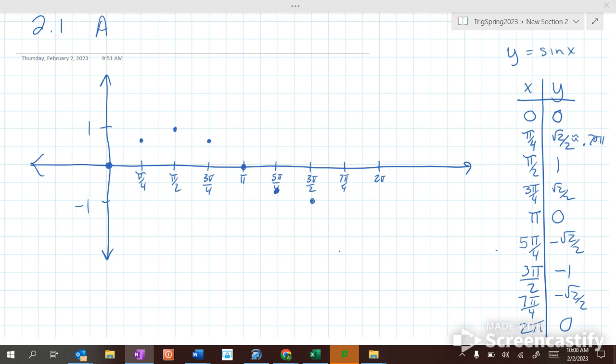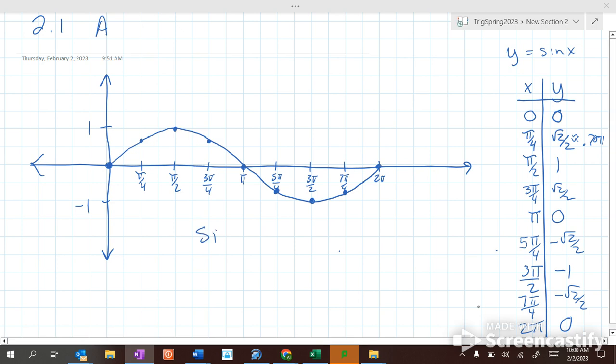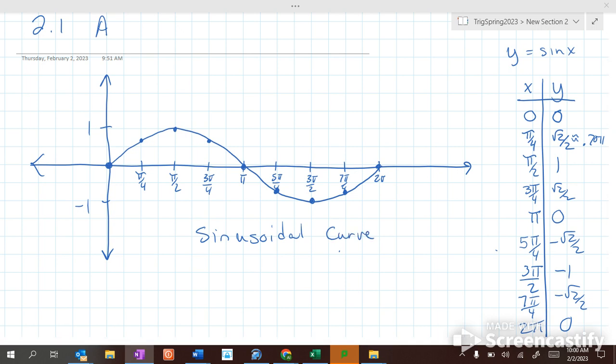3 pi over 2 is negative 1. 7 pi over 4 is negative 0.7071, and 2 pi is 0. So if we connect the dots, we have what is called a sinusoidal curve. Sinusoidal curve.